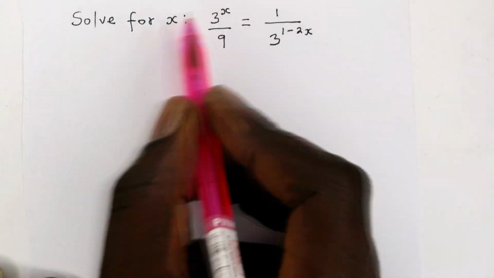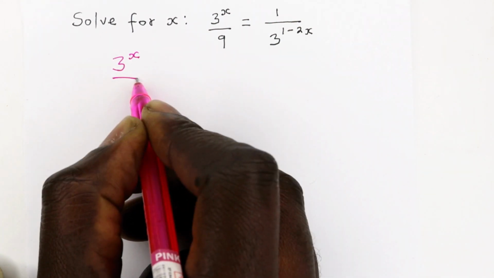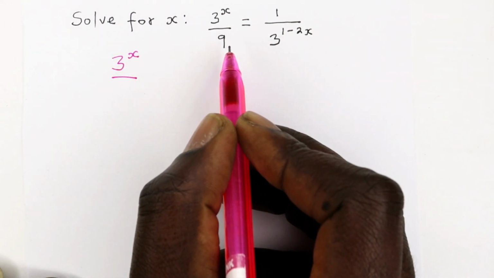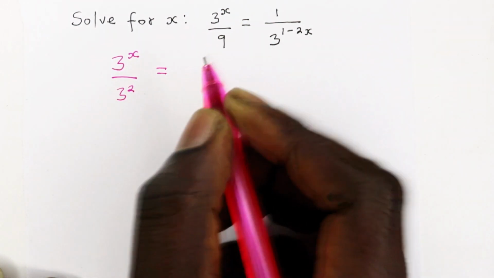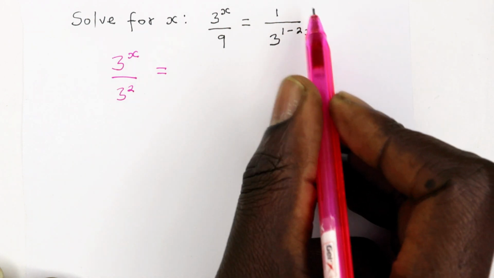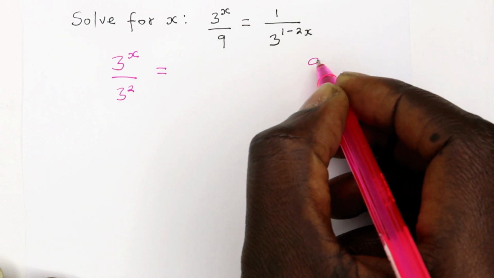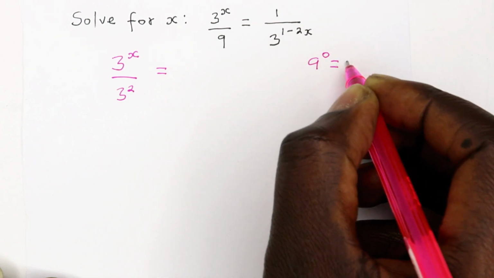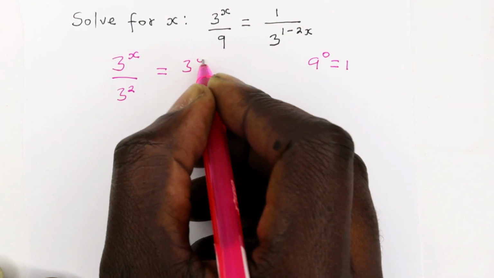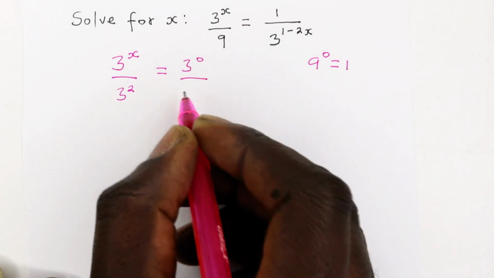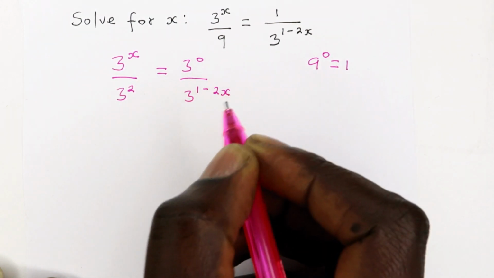So on the left hand side, we'll have 3 raised to power x over, we can write 9 as 3 raised to power 2. And then on the right hand side, we can write 1 as 3 raised to power 0, because remember that any number raised to power 0 is equal to 1. So it means we can have 1 as 3 raised to power 0, and then that is over 3 raised to power 1 minus 2x.